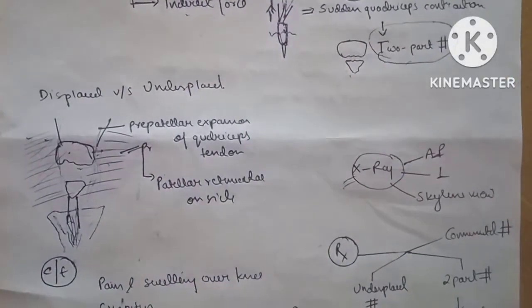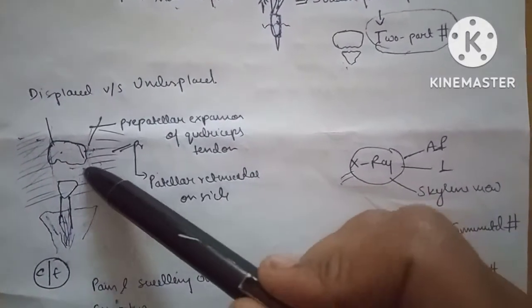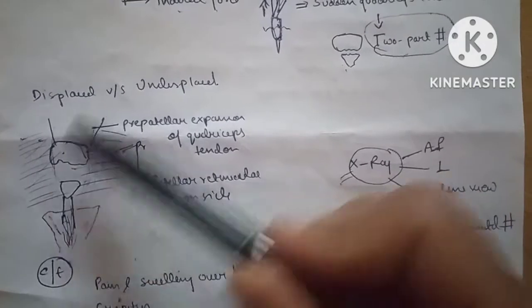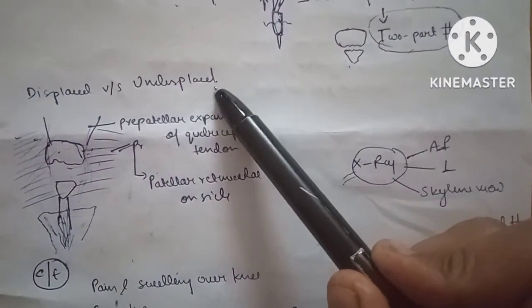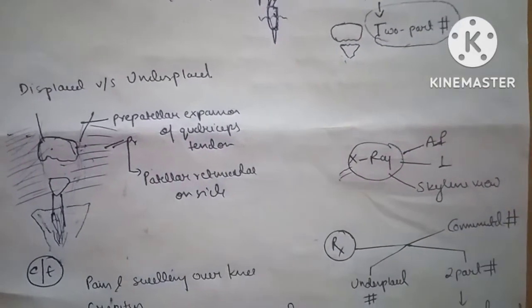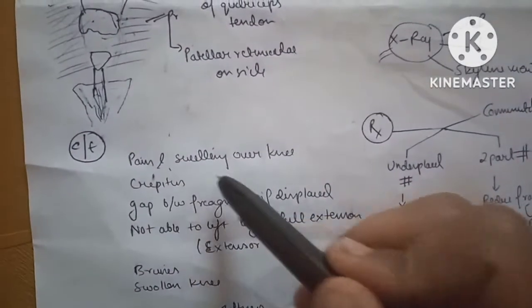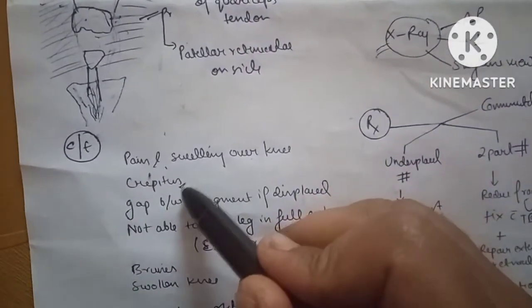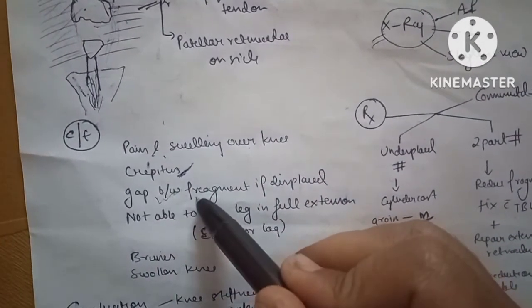In case there is a very severe injury and sudden contraction of quadriceps, there is a tear in the patellar retinaculum, then there is displacement. Otherwise, the fracture is prevented from being displaced by the prepatellar expansion and patellar retinaculum from the sides. Clinically, the patient will have pain and swelling over the knee. A crepitus may be felt over the site of fracture. The gap will be felt if the fracture is displaced.